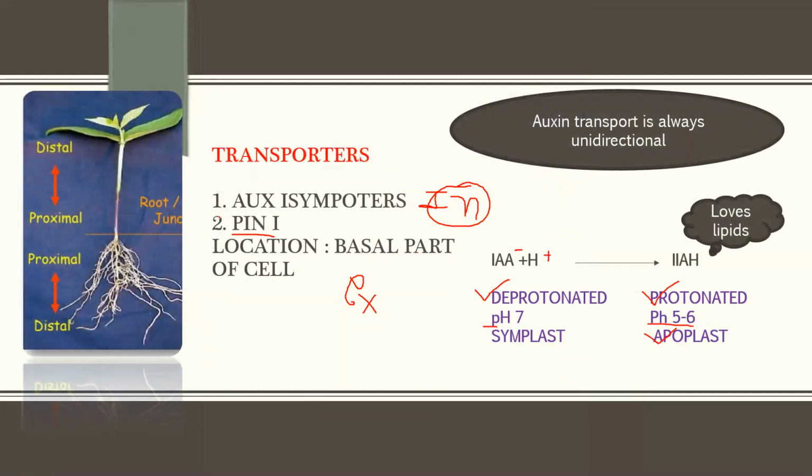The main two transporters, auxin and PIN transporter, are for influx and efflux. And there are two forms of auxin, deprotonated and protonated form.